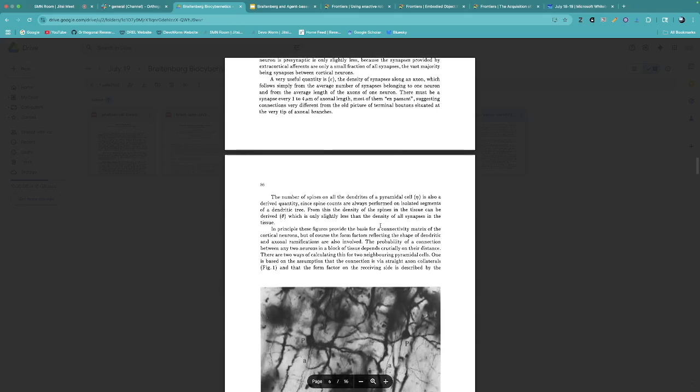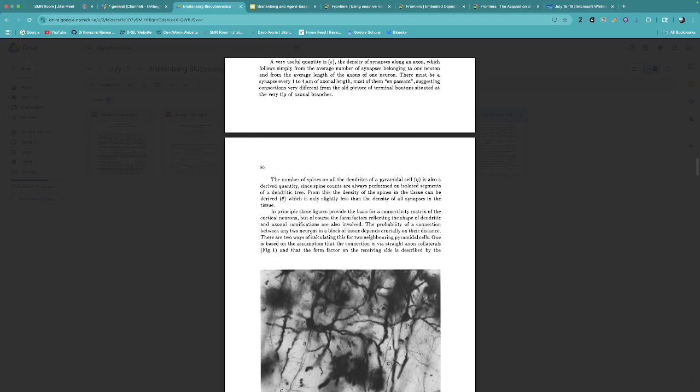In principle, these figures provide the basis for a connectivity matrix of the cortical neurons, but of course the form factors reflecting the shape of dendritic and axonal ramifications are also involved. The probability of a connection between any two neurons in a block of tissue depends crucially on their distance.